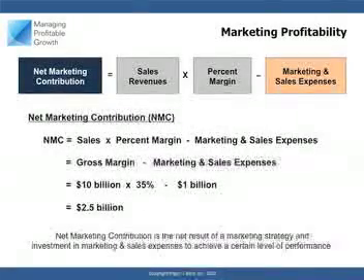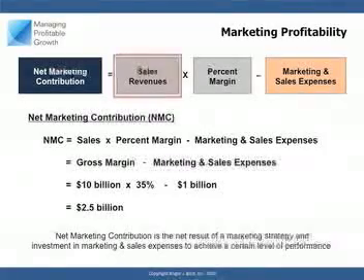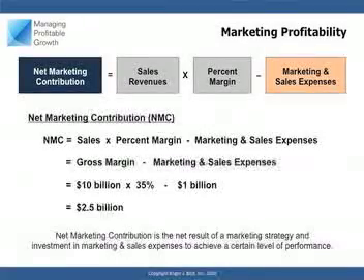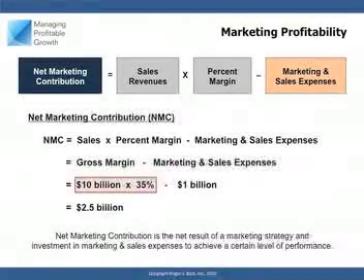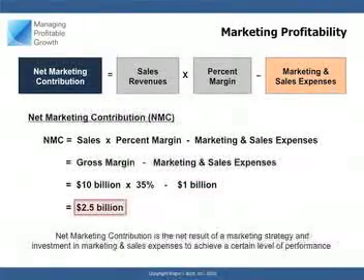Net marketing contribution is the most fundamental marketing profitability metric and is a financial metric that fits within the domain of financial reporting. Net marketing contribution is simply sales times percent margin minus marketing and sales expenses. For example, sales of $10 billion with a 35% margin produces a gross profit of $3.5 billion. After deducting $1 billion in marketing and sales expenses, the net marketing contribution is $2.5 billion. This is the marketing profit the company attained as a result of the company's marketing strategies and investment in marketing and sales expenses.